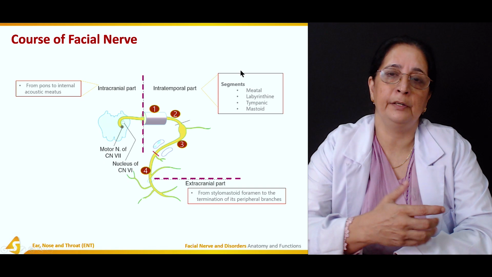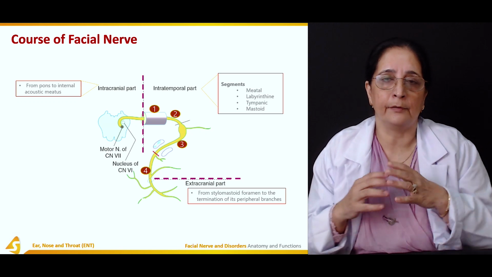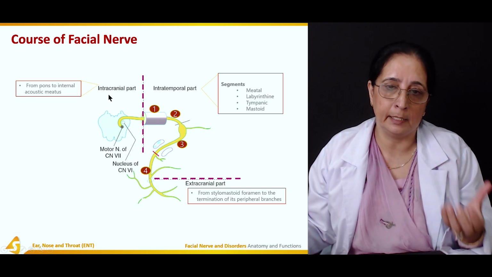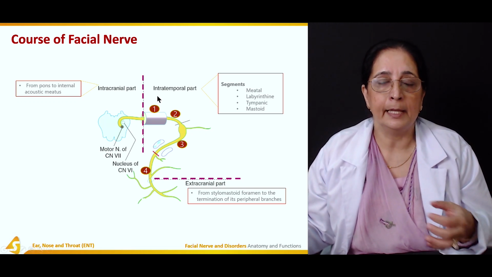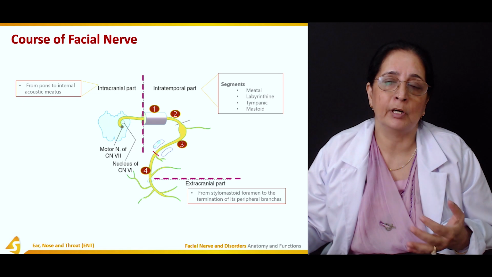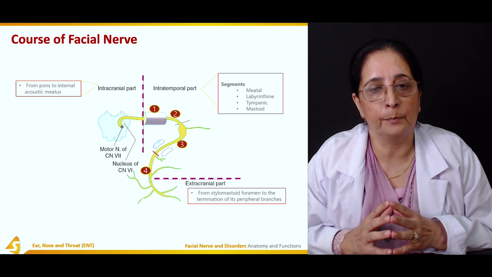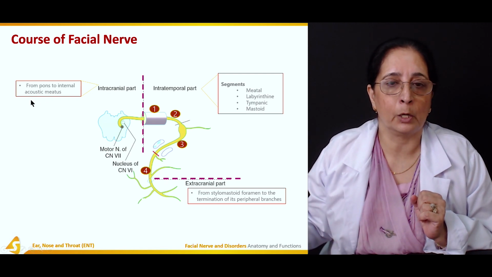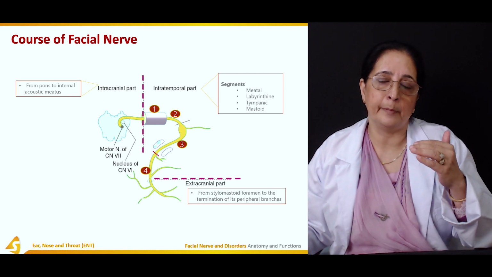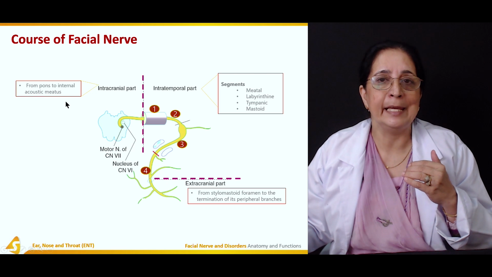Next, what is the course of the facial nerve, how does it run? The course of the facial nerve is roughly divided into three parts. One is intracranial, which is in the cranium or skull. Then we have intratemporal, in the temporal region, and then extracranial, once it comes out of the skull. So intracranial is from the pons to the internal acoustic meatus. The intracranial part is in two segments, from the pons to the internal acoustic meatus.